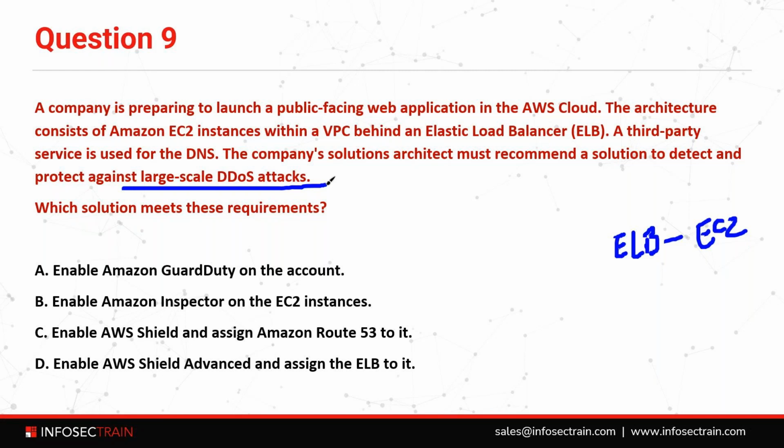Amazon GuardDuty, no. Inspector for vulnerability, no. AWS Shield and assign it to Route 53, nope. We have AWS Shield Advanced. So I will be putting my AWS Shield here. That will be protecting the Elastic Load Balancer, and behind the Elastic Load Balancer is my EC2. So this is going to be my approach in this case. Okay, that's the one. Correct.